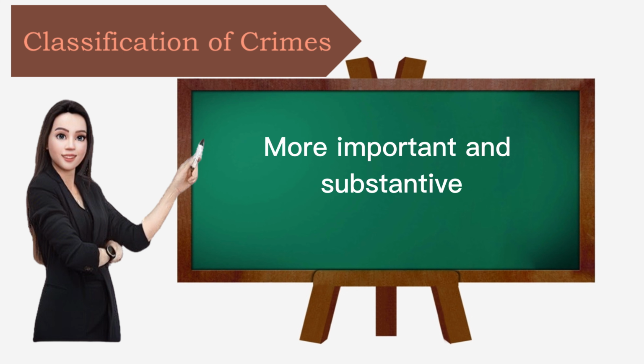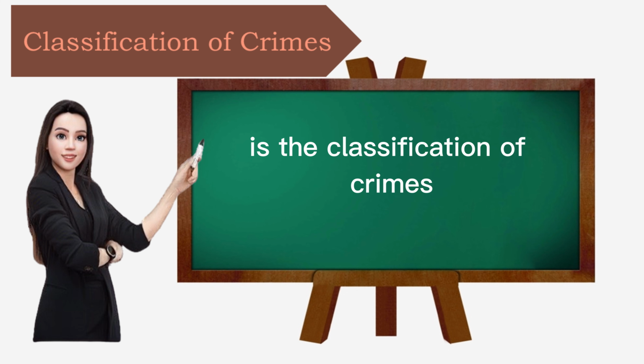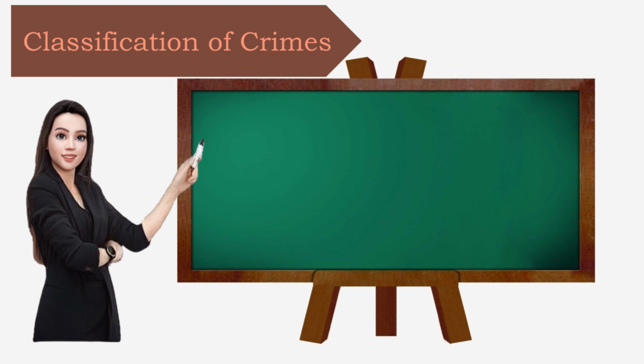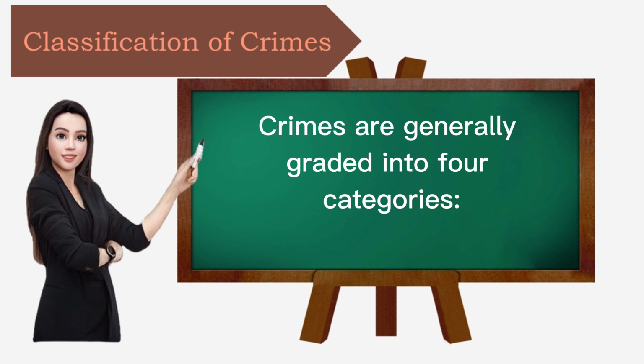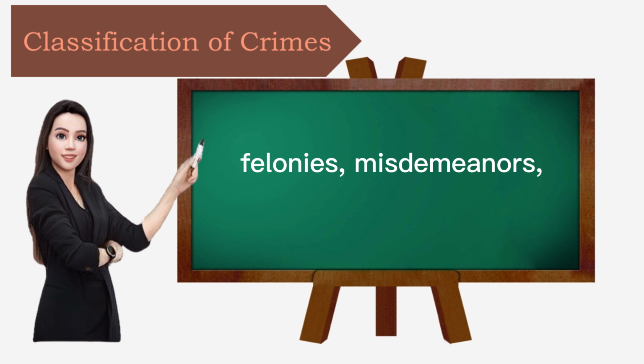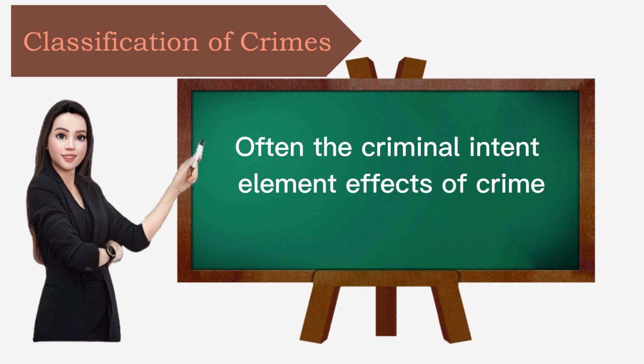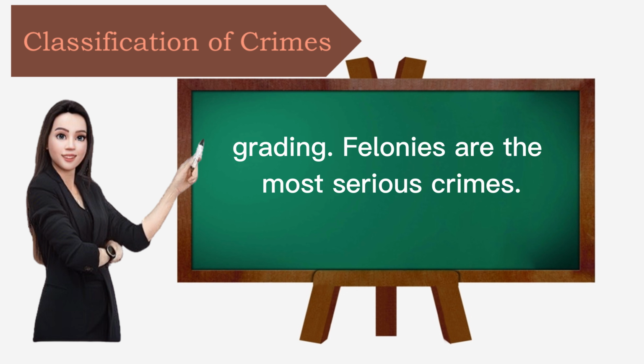More important and substantive is the classification of crimes according to the severity of punishment. This is called grading. Crimes are generally graded into 4 categories: felonies, misdemeanors, felony-misdemeanors, and infractions. Often the criminal intent element affects a crime's grading. Felonies are the most serious crimes.